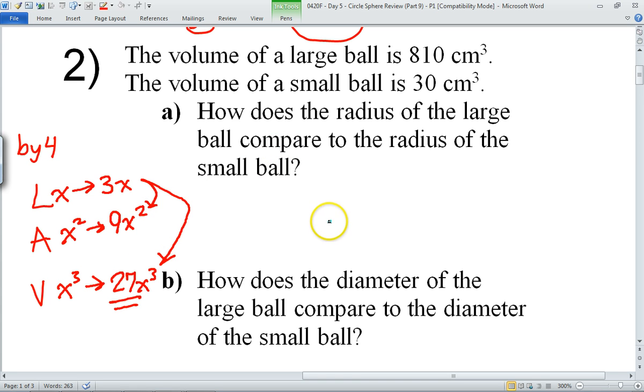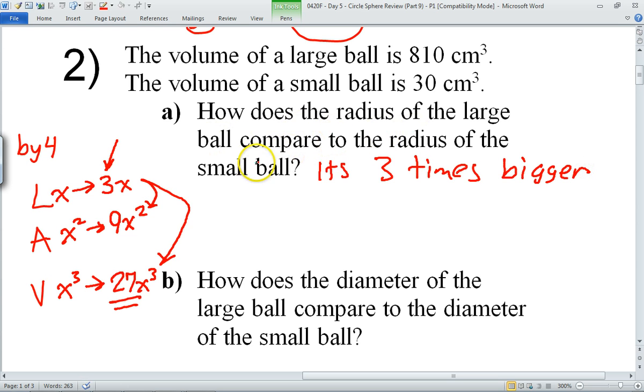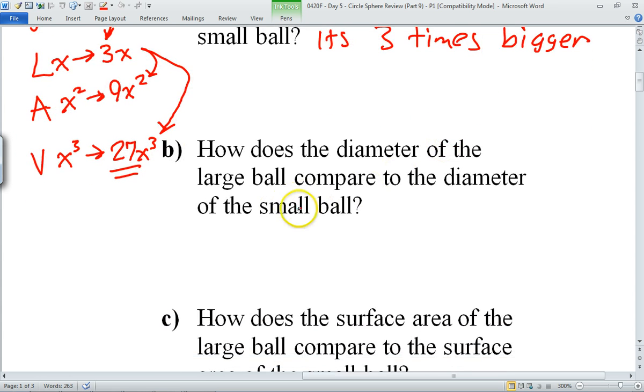So now I'm ready to answer all the questions. How does the radius of the large ball compare to the radius of the small ball? Radius. Is that a length, area, or volume? That's a length. So the length is how many times bigger? 3. It's 3 times bigger. So just put, it's 3 times bigger. Okay, how does the radius of the large ball compare to the small ball? It's 3 times bigger. How does the diameter of the large ball compare to the small ball?